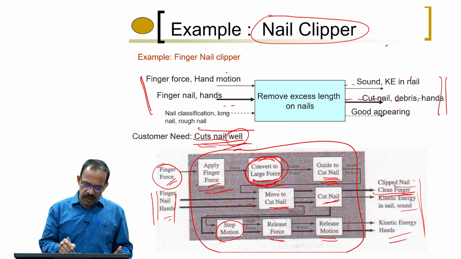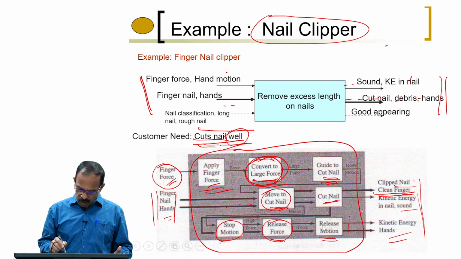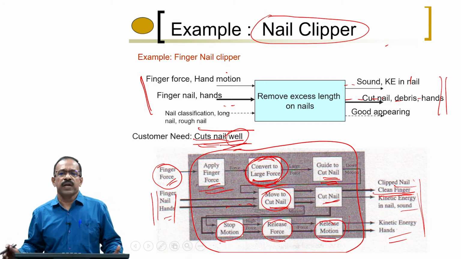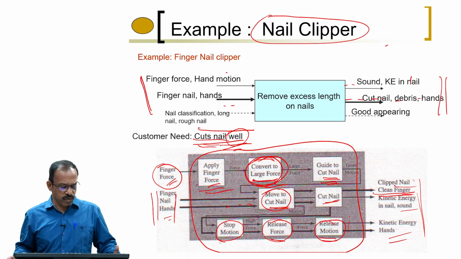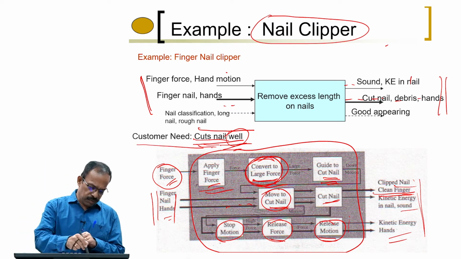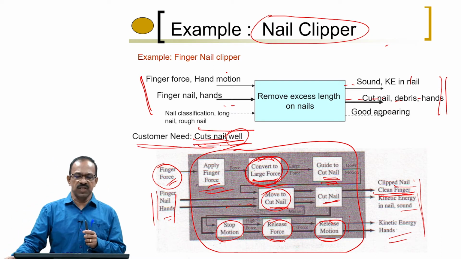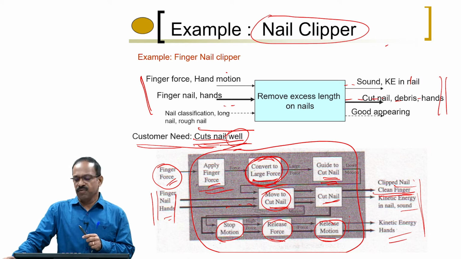Same way, for move to cut nail or release force or release motion, you can think of a different concept for any one or more of these functions and satisfy the customer requirement. Same way, you can go for different needs also. We can have other needs analyzed in the same way, and you will find all the functions needed in the product.